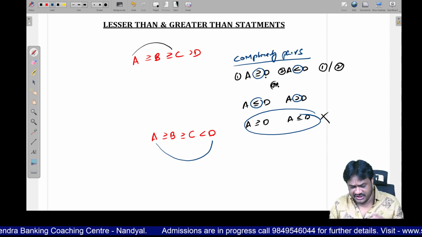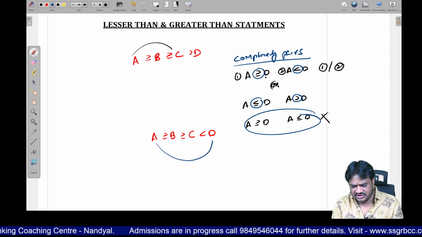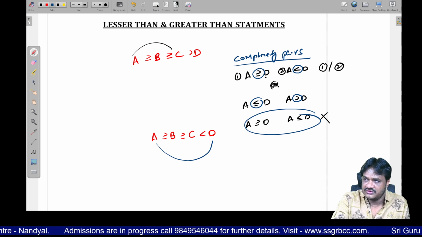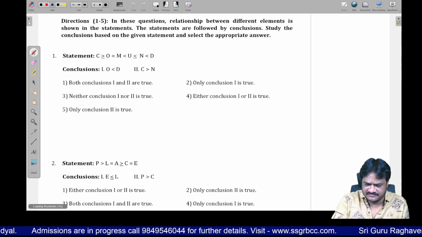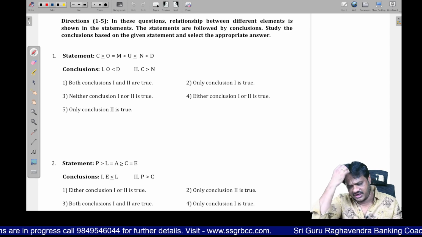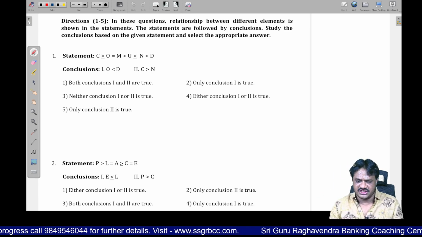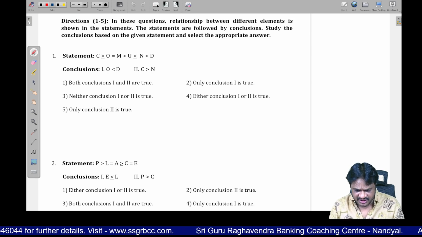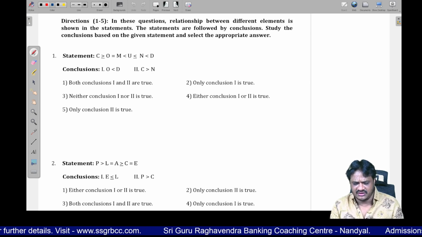Now, straight away we will go to the questions. If you see the questions, you can understand very easily. Now, let us see the first question. In these questions, the relationship between different elements is shown in the statements. The statements are followed by the conclusions. Study the conclusions based on the given statement and select the appropriate option.